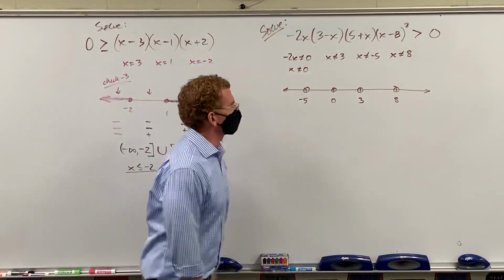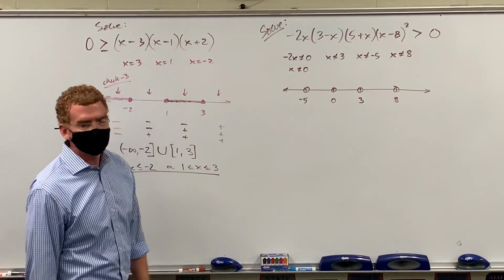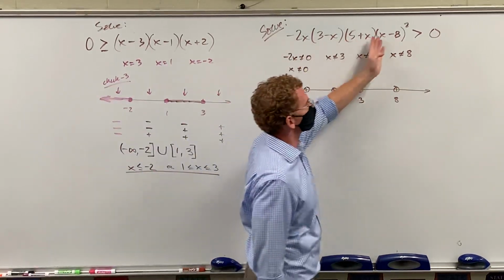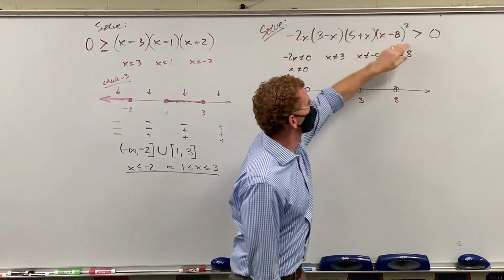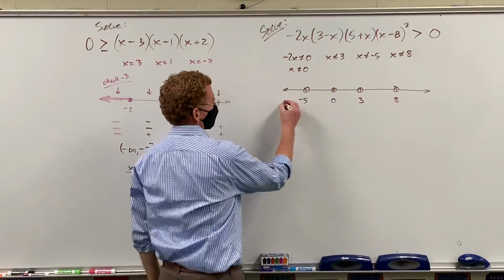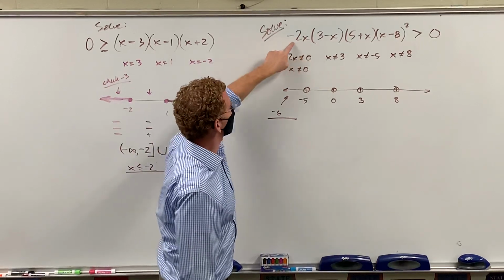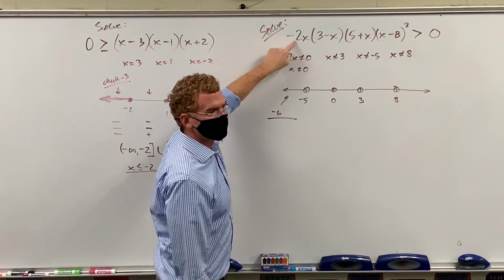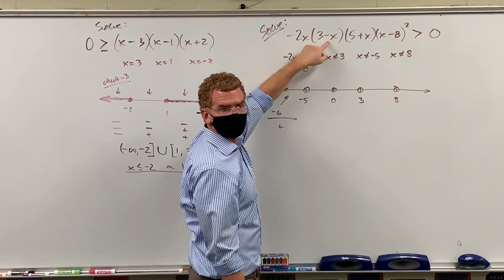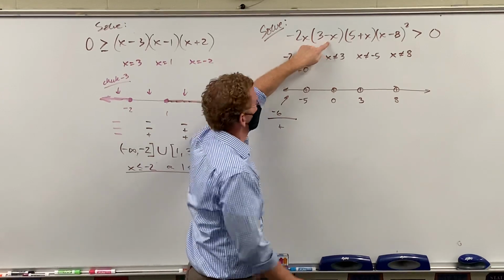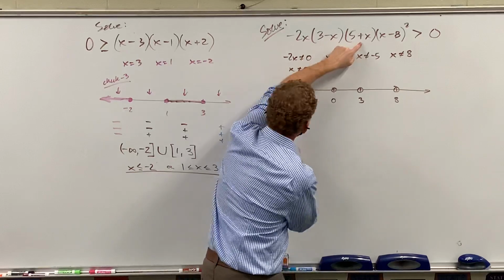So right here, once I get those marked, what do we do? What are we checking to see? All of this is positive, greater than 0. So this time I'm checking to see if all of that's positive. So let's check, say, -6. What happens if I plug a -6 in this term? That becomes positive. What about a -6 there? 3 minus a -6. Positive. Oh, another positive. What about a -6 there? Negative.